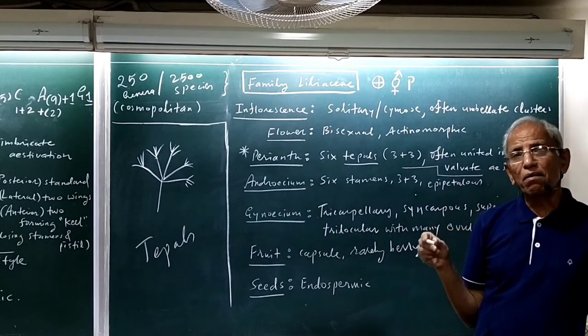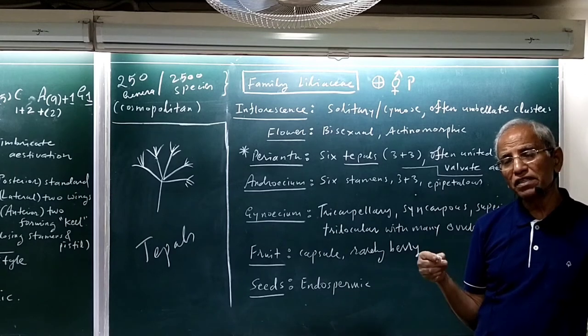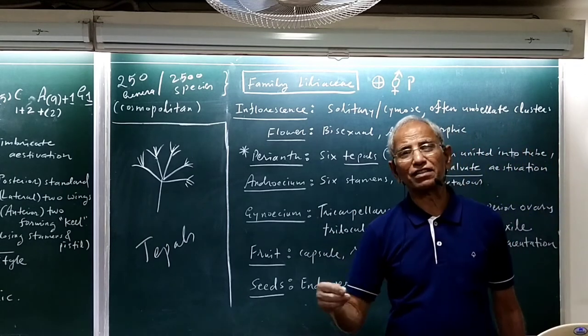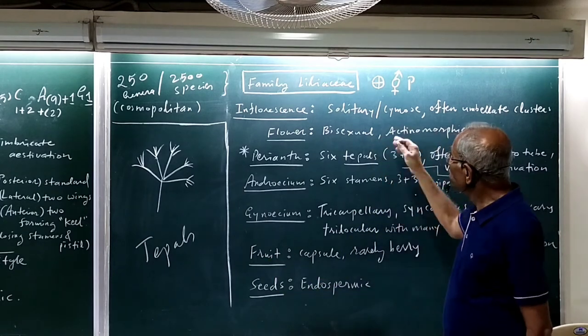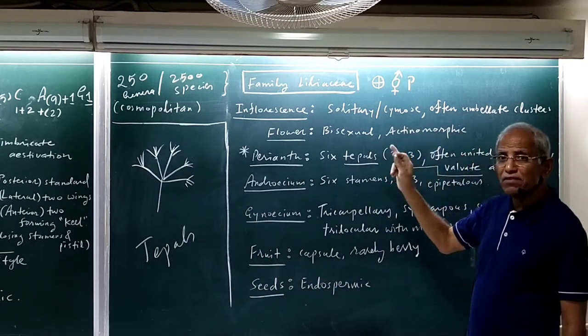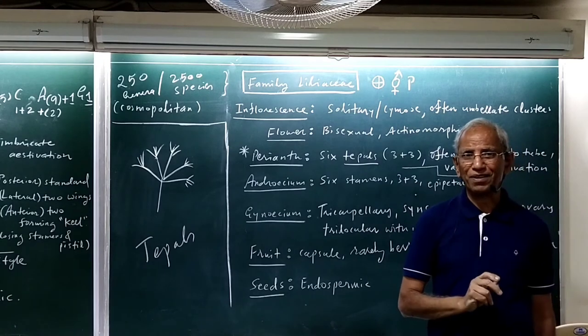Fabaceae and Solanaceae and in the Malvaceae, the flowers were all pentamerous. Everything was in terms of 5, usually 5, 10, etc. Here this is trimerous. And this is a family which belongs to monocots.